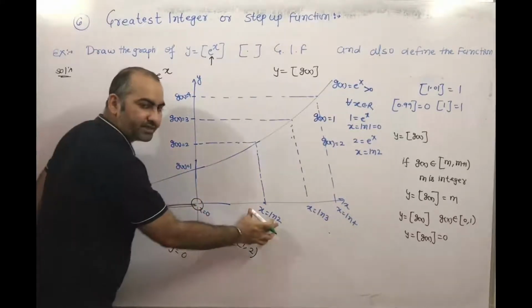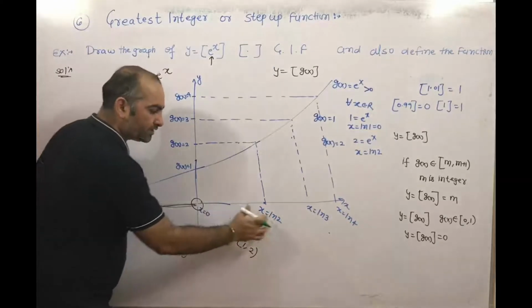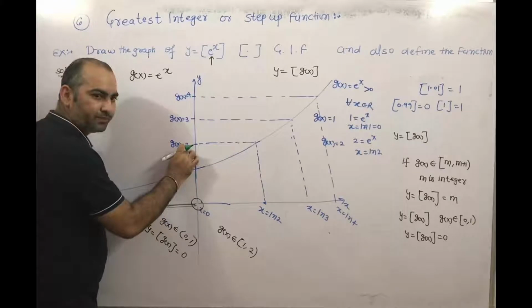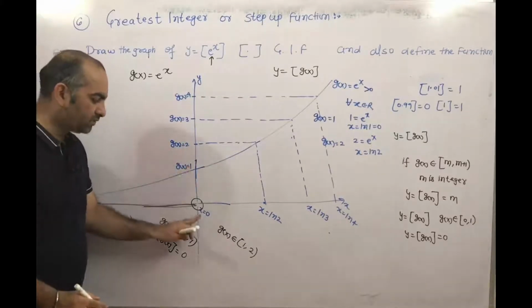This graph is coming from x equal to 0 to x equal to ln 2. So from x equal to 0 to x equal to ln 2 we are getting this graph, and this graph is from 1 to 2. Correct? So g(x) equals 1 at x equal to 0. Correct?